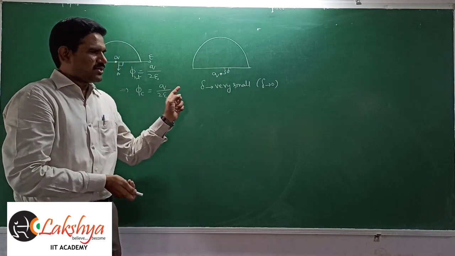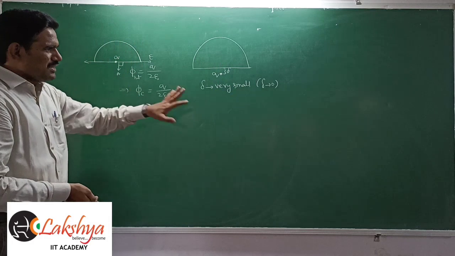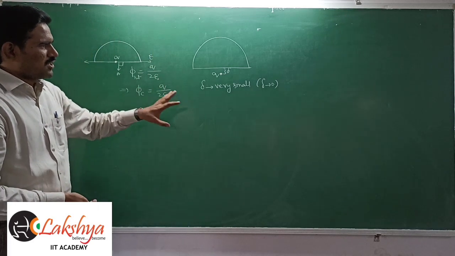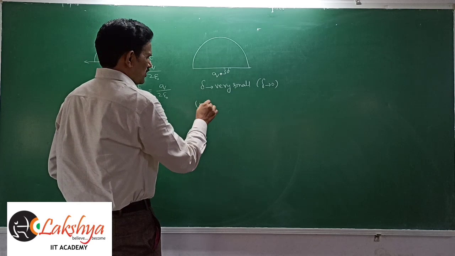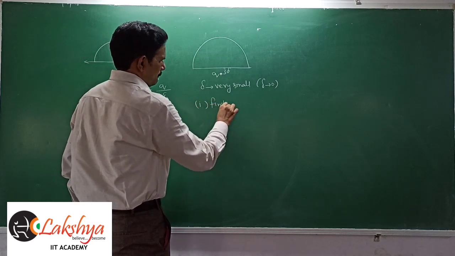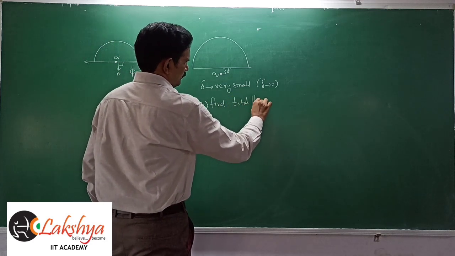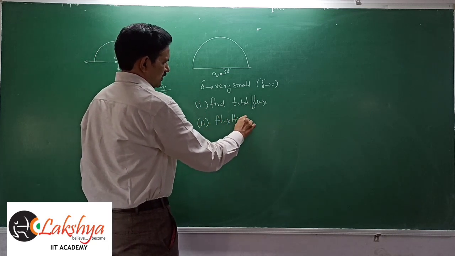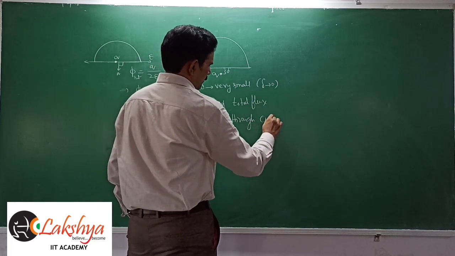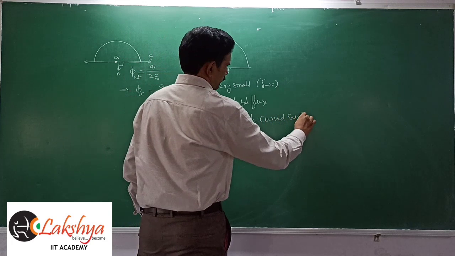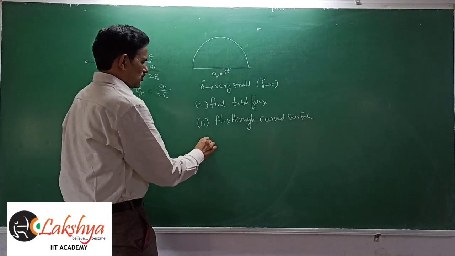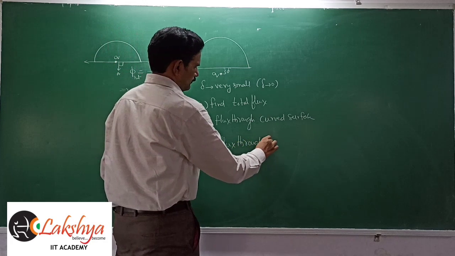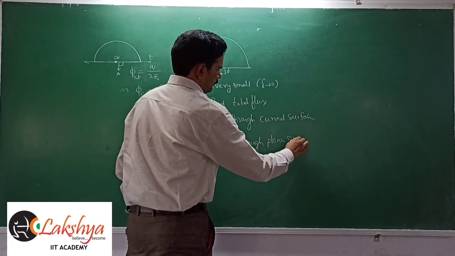Delta is 0 means that. Now in this case, we need to answer what is the total flux passing through it, what is the flux passing through the hemisphere, and what is the flux passing through the plane surface. That means we need to find the total flux, the second one is the flux through the curved surface, and the third one is the flux through the plane surface. We need to answer these three questions here.